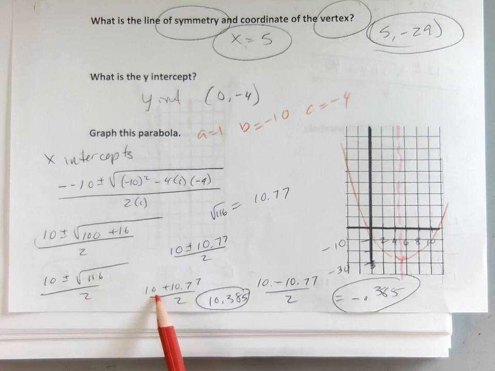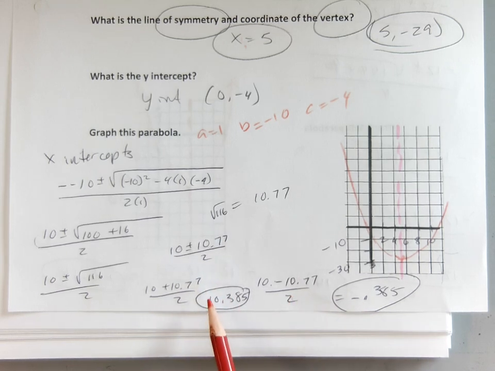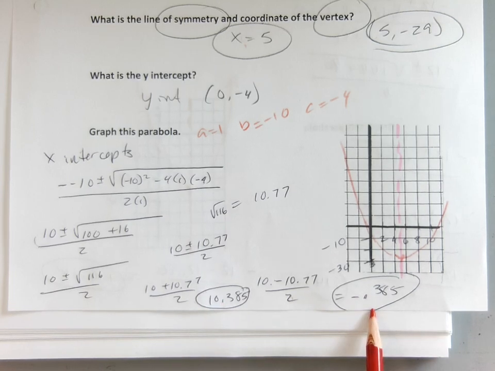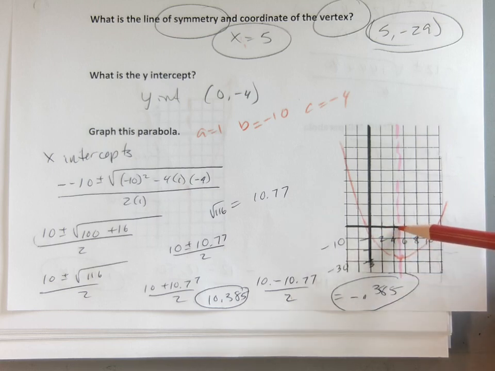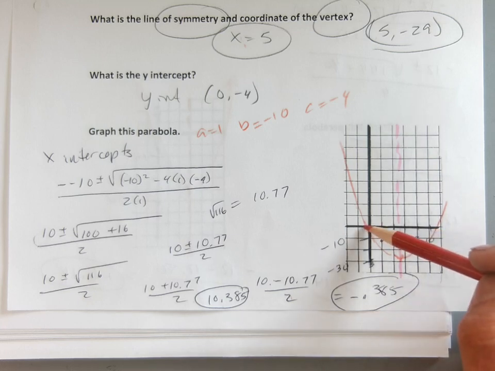So then I've got a 10 plus 10.77 divided by 2, and a 10 minus 10.77 divided by 2, okay? Got that. And then when I simplify that, I get about a 10.385, and I get a negative 0.385. I think I said that wrong, 10.385. So let's graph it. So I had to go by -10, -20, -30, so this would fit. So 5, here's my line of symmetry at 5. My vertex is at 5, -29, it's about there. My y-intercept is here at about -5. My x-intercepts are here at about 10.4 and about -0.4, okay?